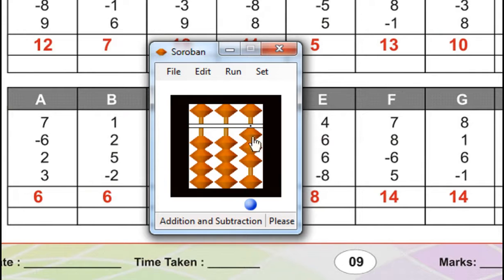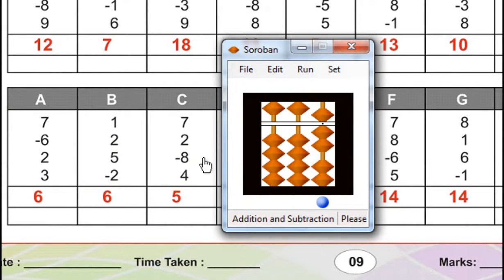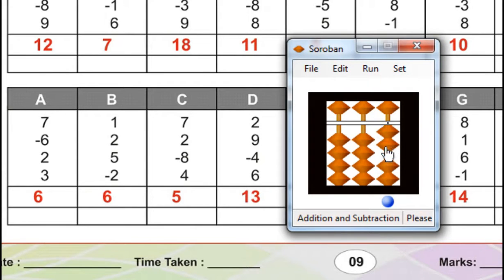Next, 1 plus 2 minus 5 minus 2. Answer is 6. Next, 7 plus 2 minus 8 plus 4, for that plus 5 minus 1. Answer is 5. Next, 2 plus 9, for that plus 10 minus 1 minus 4, for that minus 10 plus 6 plus 6, for that plus 10 minus 4, for that minus 5 plus 1.